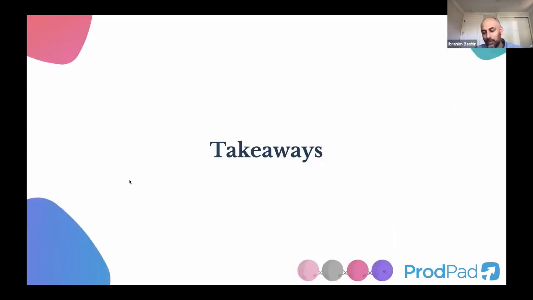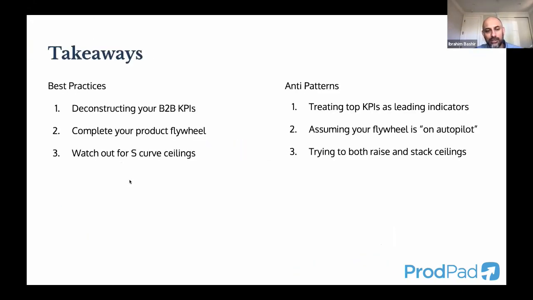But I want to hit you all with some takeaways and then get into questions. So a couple of quick takeaways. First is, as a best practice, you should think about deconstructing your B2B product into the KPIs and the levers we talked about earlier. Second, you should think about whether you have a complete flywheel, and what you need to actually complete the flywheel to make sure you have a viable product. And third is to actually think through and watch out for these S-curve ceilings that we talked about.